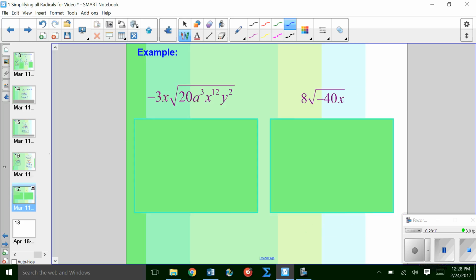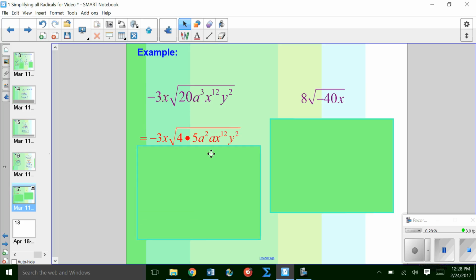All right, two last ones. We can go through these two together real quickly. So the 20 will break down to a 2 times, not 2 times 10. That's not a perfect square. To a 4 times 5. So the square root of 20 will break into 4 and 5 because 4 is a perfect square.